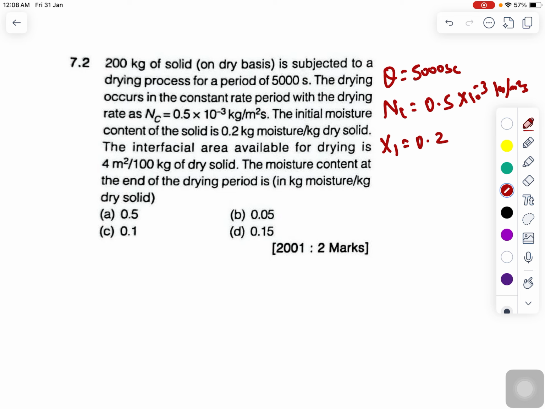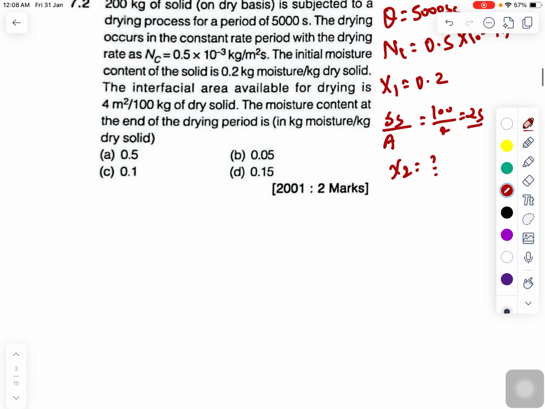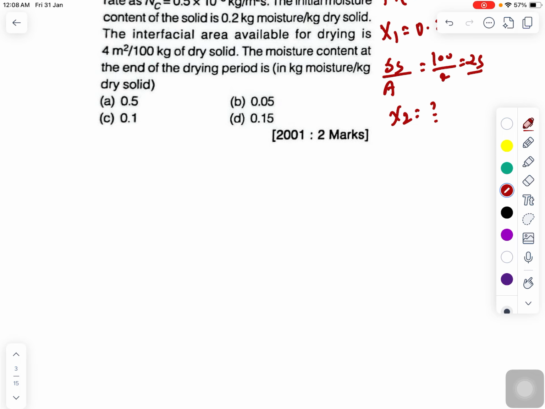The interfacial area available for the drying is this one. If I want to calculate SS by A, that will equal 100 by 4, that is equal to 25. The moisture content at the end, that is x2, is equal to what? This is happening in a constant rate period only, so directly I can calculate the x2 value. I can write the formula theta is equal to SS divided by ANC, and obviously x1 minus x2.